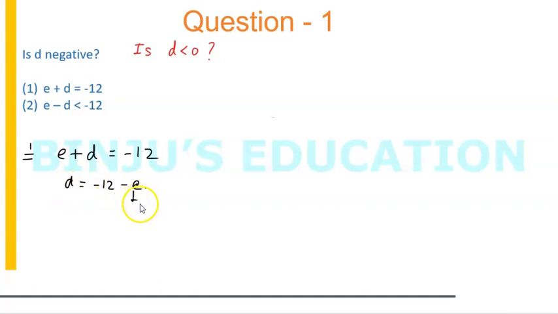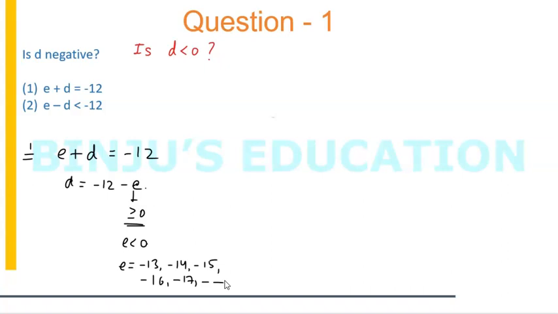Now, if E is greater than or equal to 0, in that case D will always be negative because it's minus 12 minus E. But if in case E is less than 0, then there are infinite cases in which D will become positive. For example, if you take E to be minus 13, minus 14, minus 15, minus 16, minus 17, then the value of D will become 1, 2, 3, 4, 5.